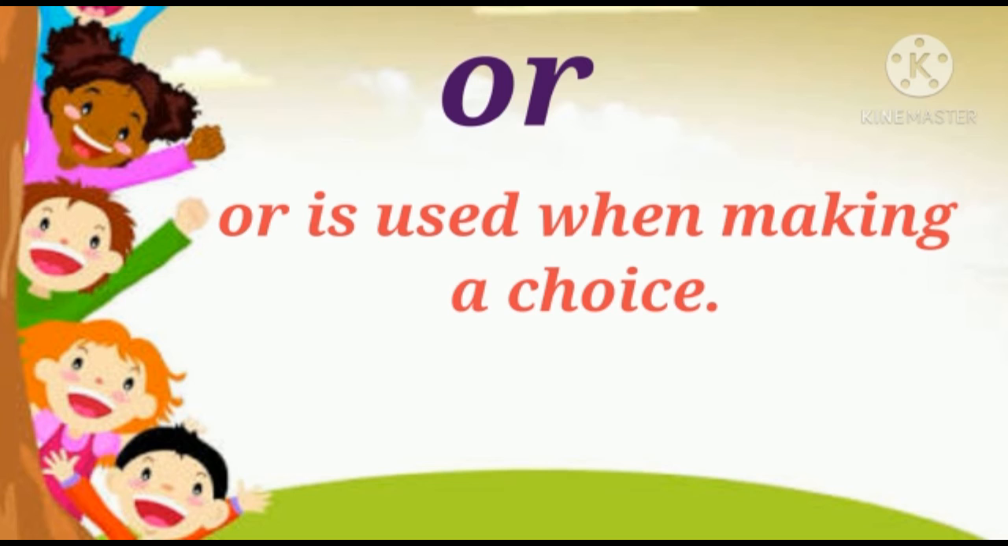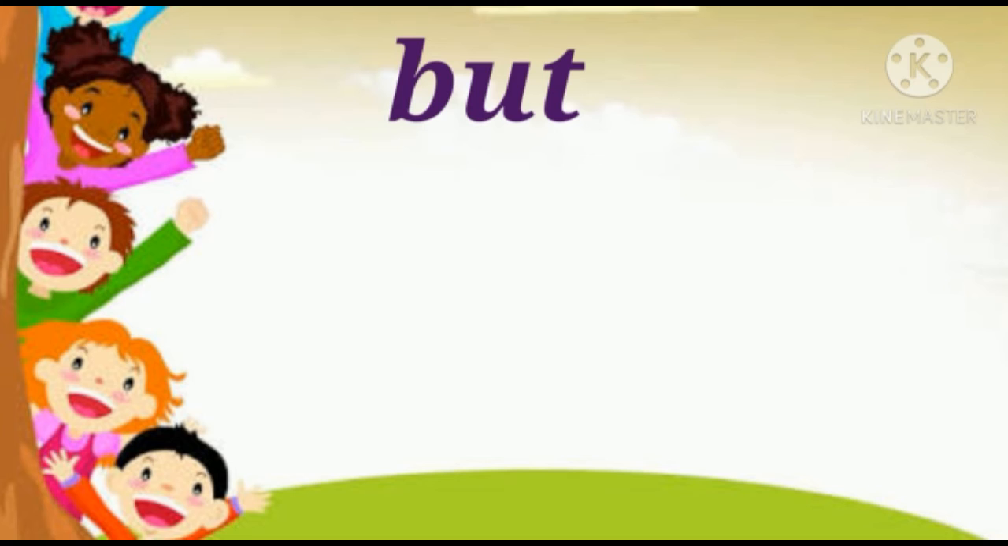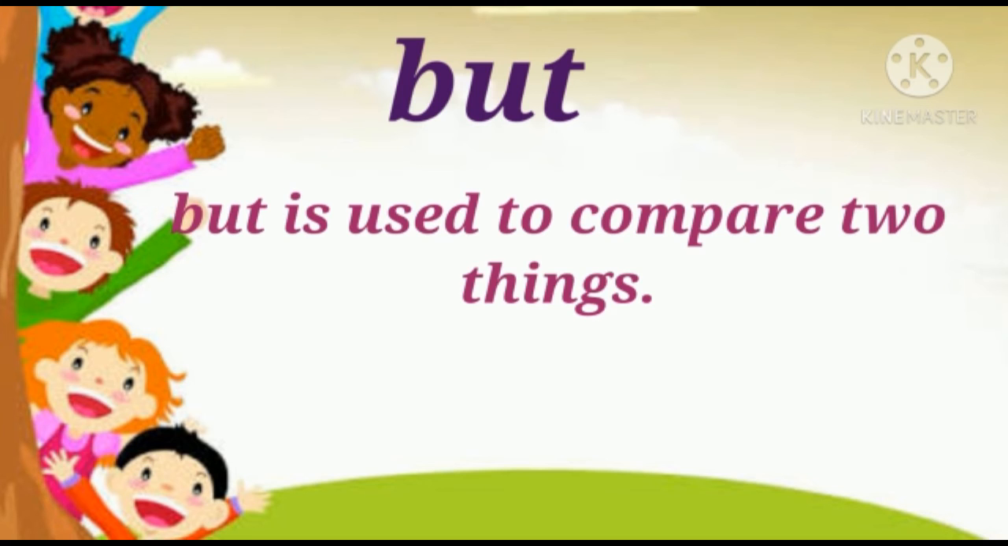Similarly, we have another conjunction, but. We use but when we are comparing two things. For example, I am tall, my sister is short. So these are two sentences, but here we are comparing that I am tall, my sister is short. We are comparing two people here. So we will add but to it. I am tall, but my sister is short.